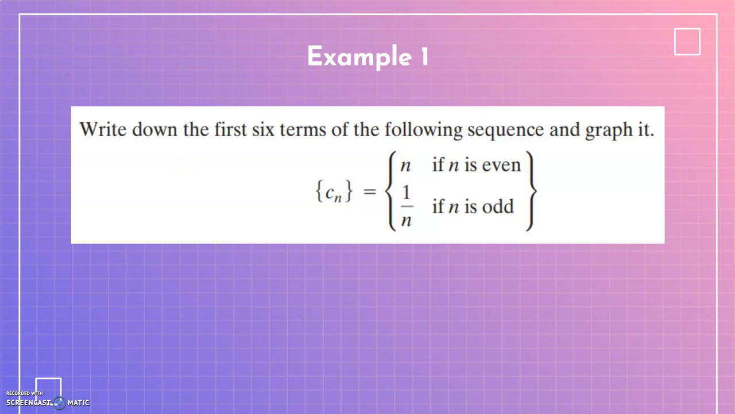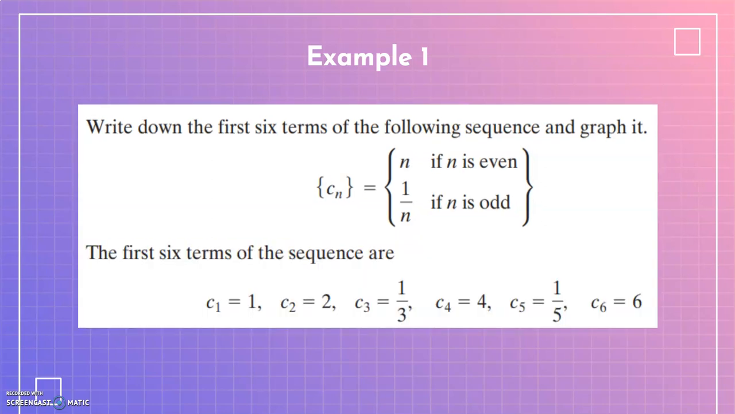Example 1 asks us to write down the first 6 terms of this sequence and to graph it. So we can see that we are given a sequence in brace notation. And so in order to solve this, we would input the first 6 positive integers into the sequence. When we do this, we get these following terms for c sub 1 through c sub 6, and then we would graph these terms with 1 through 6 on the x-axis and the resulting terms on the y-axis.